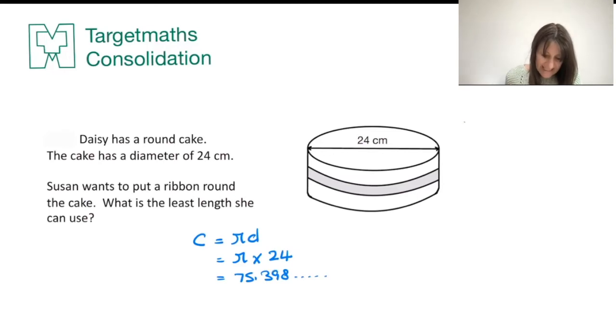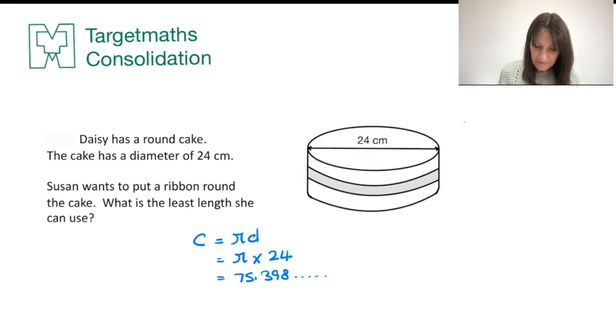Okay, what is the least length she could use? Now, this is open to a little bit of interpretation, isn't it? Because you might be thinking about, in the reality of it and cutting it, what would you round to? Would you round to the nearest whole? It's got to be more than 75, otherwise there's going to be a tiny little gap. When they're not giving you something specific to round to, and it's just saying what is the least length that she could use, then you can interpret this.